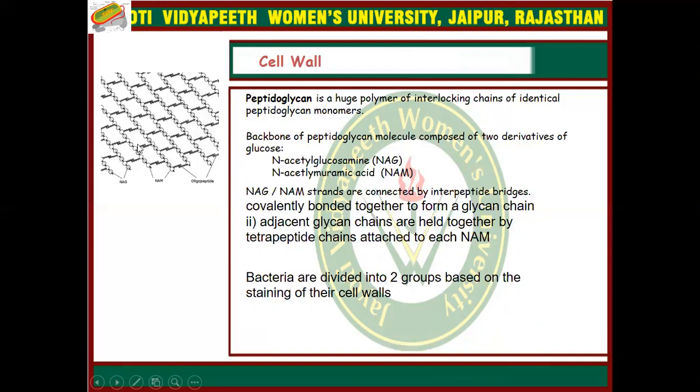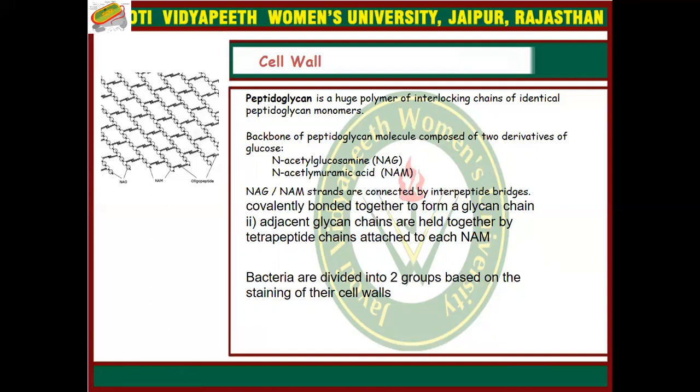The backbone of the peptidoglycan is composed of two derivatives of glucose, one is N-acetylglucosamine, and the second one is N-acetylmuramic acid. These two.